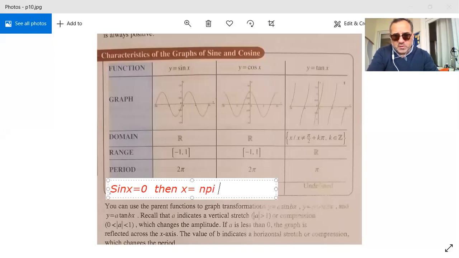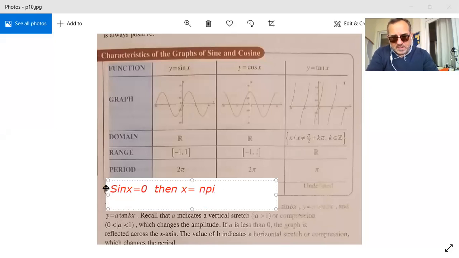For cosine x equal to 0, who can tell me what's the answer of this one? Yes? Pi over 2 plus n pi. X equal to pi over 2 plus n pi. Very good.